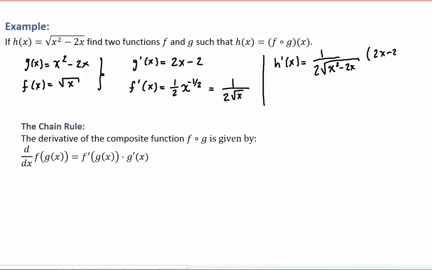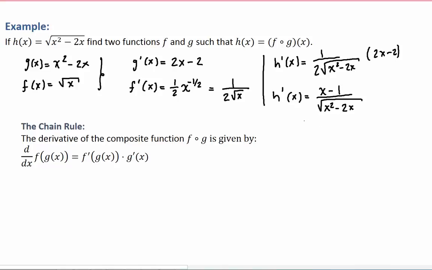minus 2. Notice that you could simplify this expression by taking a common factor 2 up here and canceling with this 2, and that gives you an expression of the form x minus 1 over the square root of x squared minus 2x.